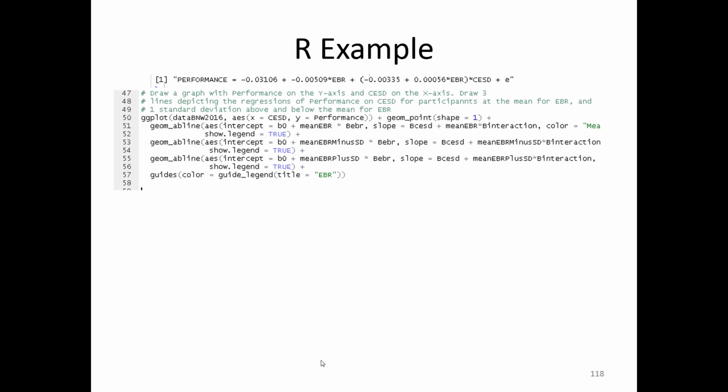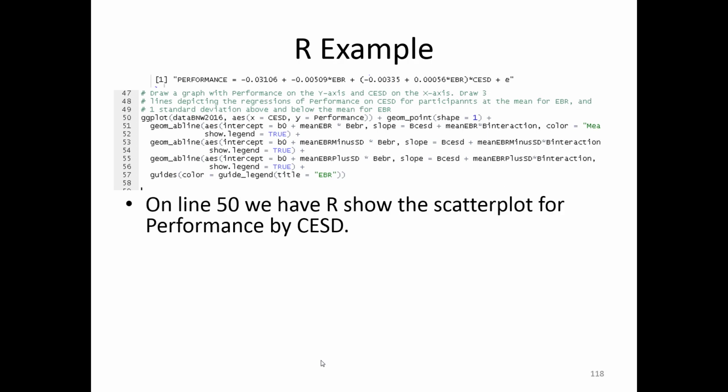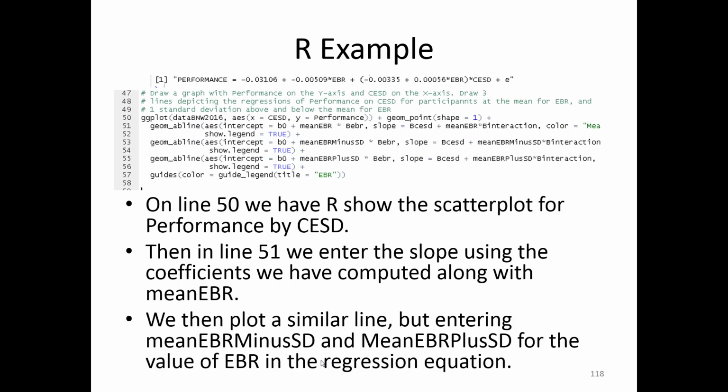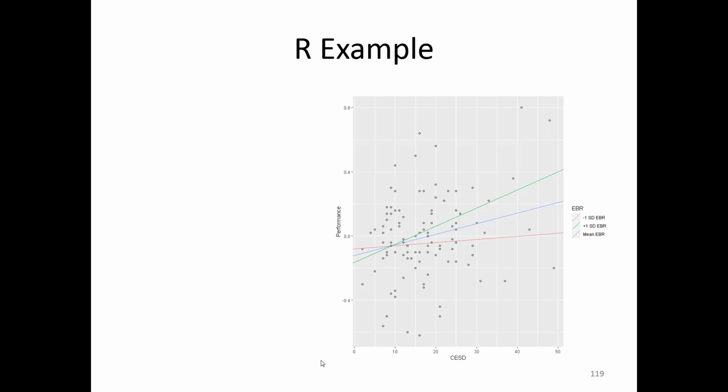Finally, on line 50 we have R show the scatter plot for performance by CESD, which is what I was just going over. Then in line 51, we enter the slope using the coefficients we have computed along with mean EBR. Then we plot a similar line, entering mean EBR minus SD and mean EBR plus SD for the value of EBR in the regression equation. And then we get this nice graph with the 3 simple regression lines plotted.